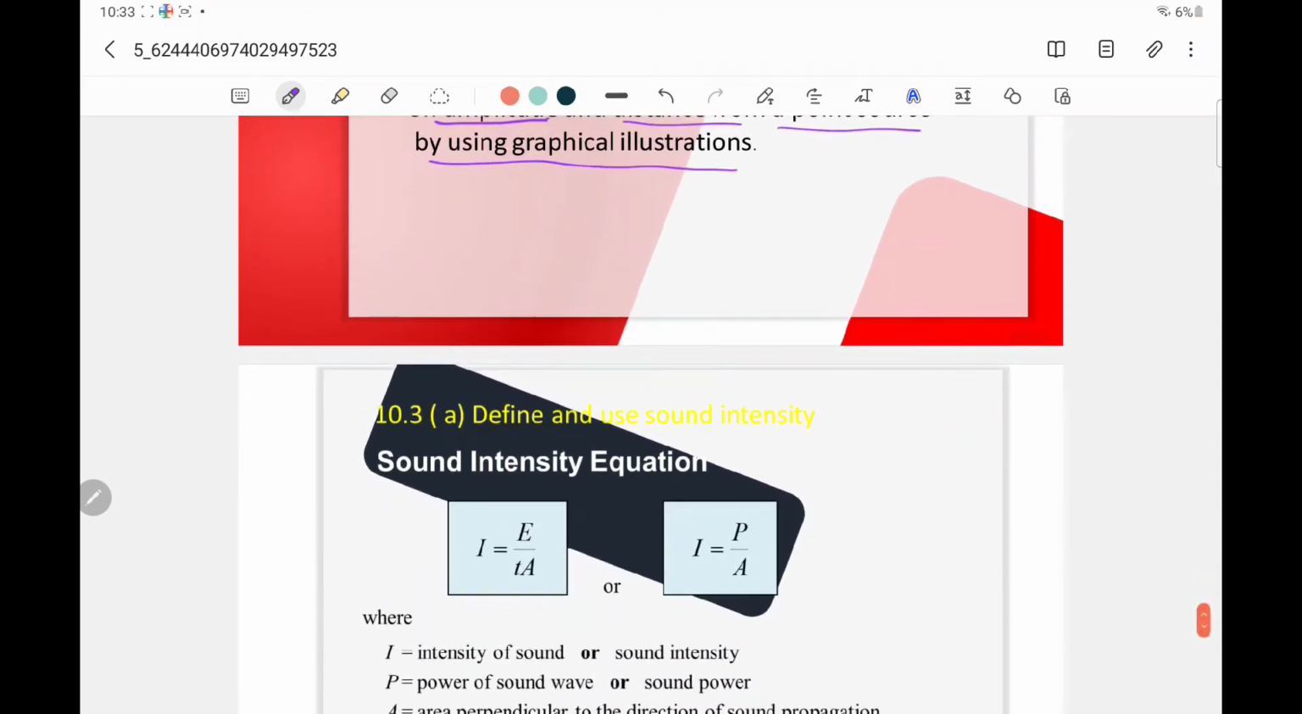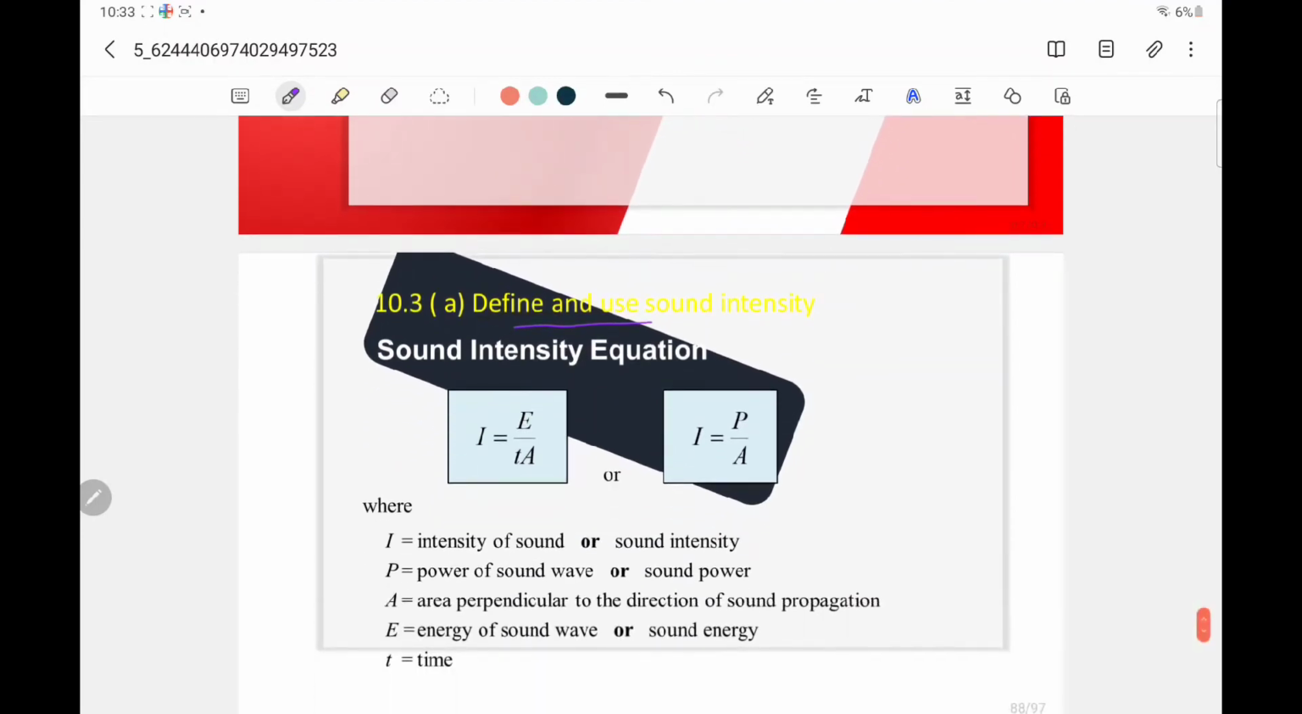So for 10.3a, you have to define and use sound intensity, where the equation is I equals E, which is energy, over tA. So E over t is also known as power, so you can have I equals power over area.